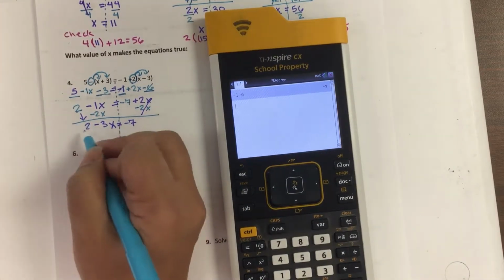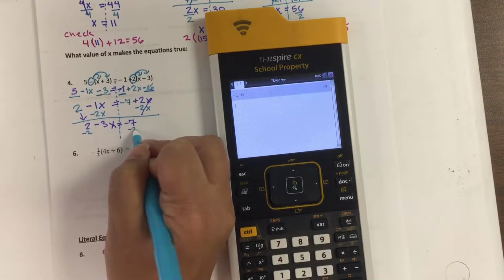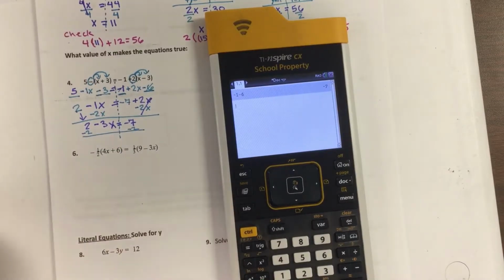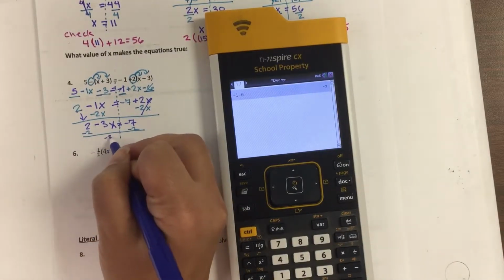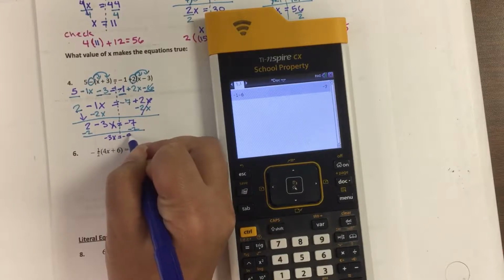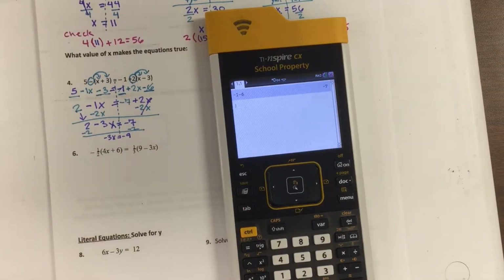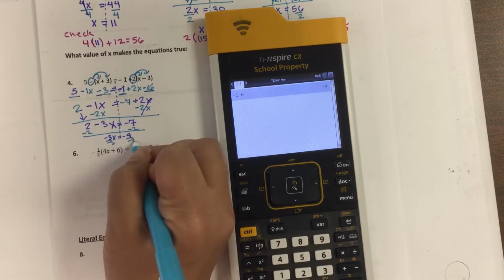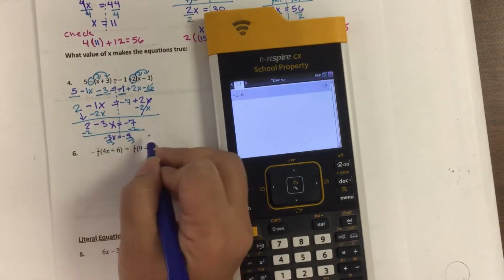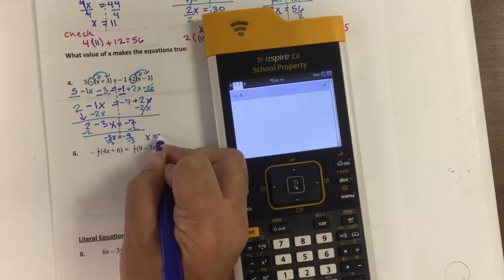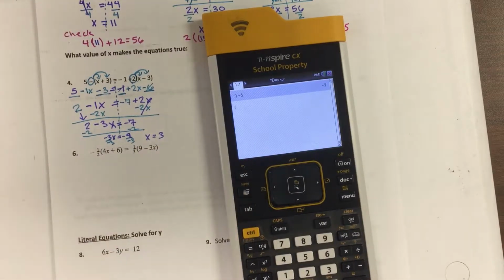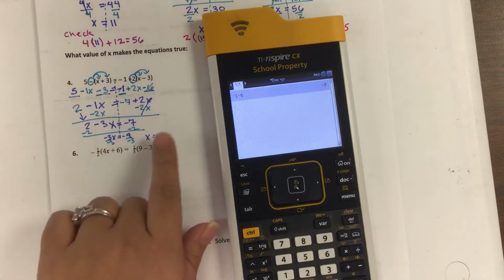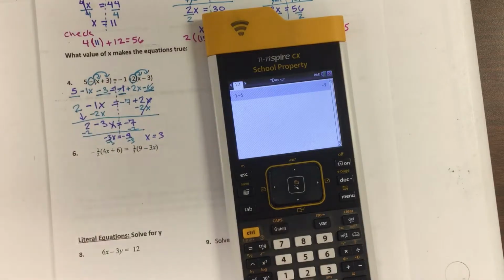Next step is to move my 2, subtract 2 on both sides. This will leave me with negative 3x equals negative 9. And then the last step of breaking it apart is going to be to divide everything by that negative 3. So this will be x equals a positive 3. And if you saw the videos before, you can always take this number, plug it back in to make sure you have a true statement.